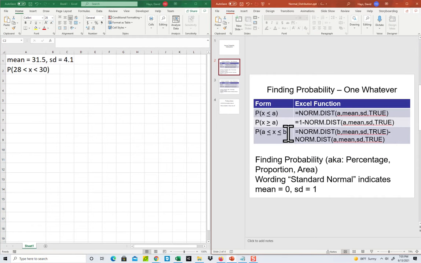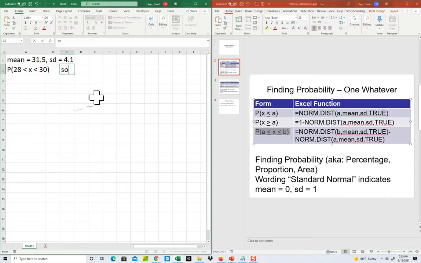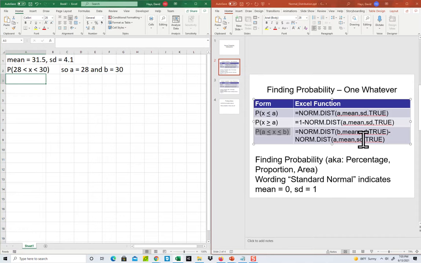Well, this is the last form where we're looking between two values. So A is going to be our smaller number. So A is equal to 28 and B is equal to 30. And then we're going to plug it into this form right here.